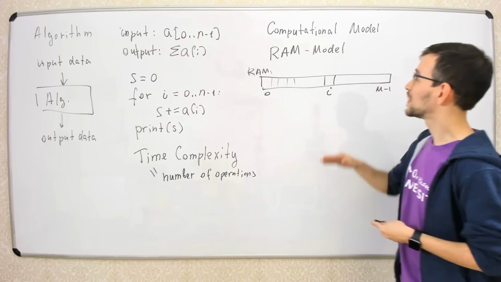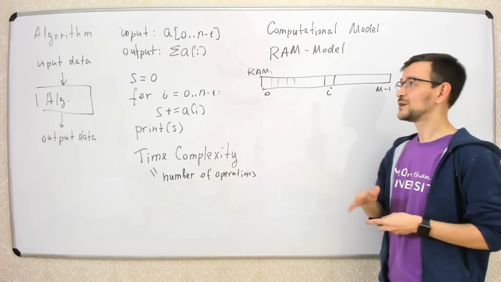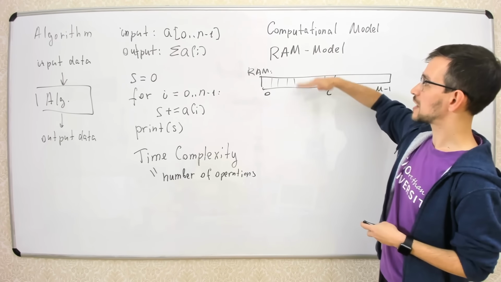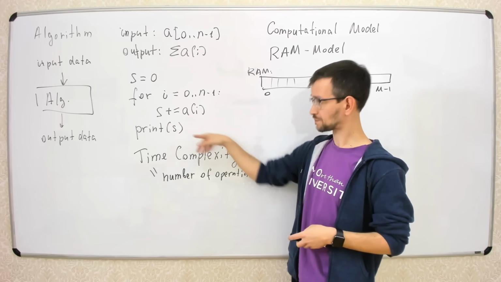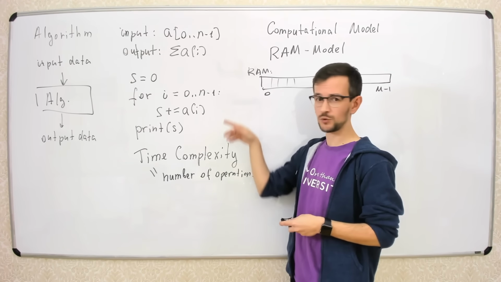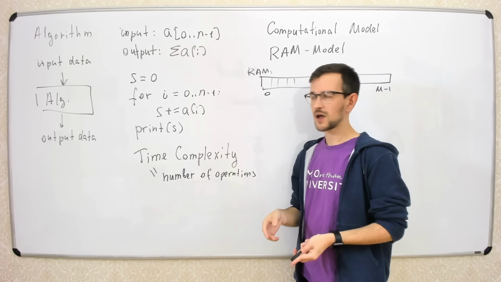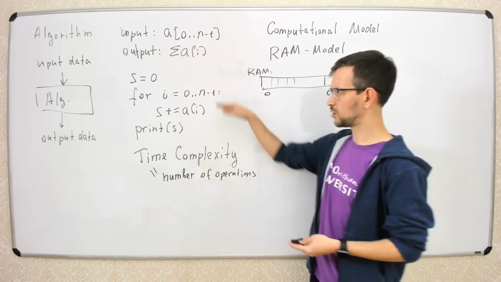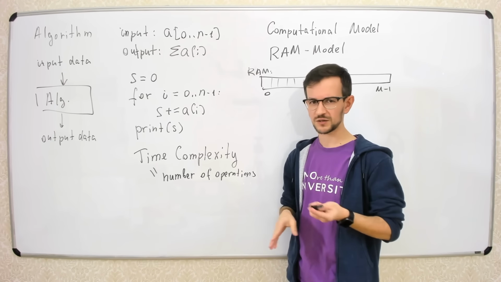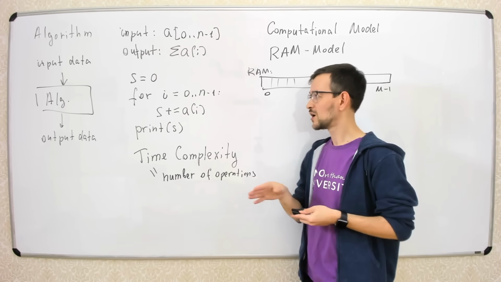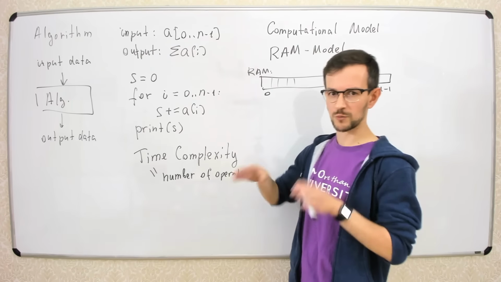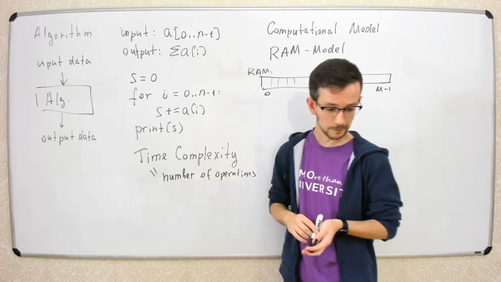If you are to be very precise, when you specify the model, you need to specify all the types of operations you can use in your program. But in the RAM model, you can use any operations you have in any regular programming language. So we will not specify this exactly, but we will just think about a usual program you have in your favorite programming language.